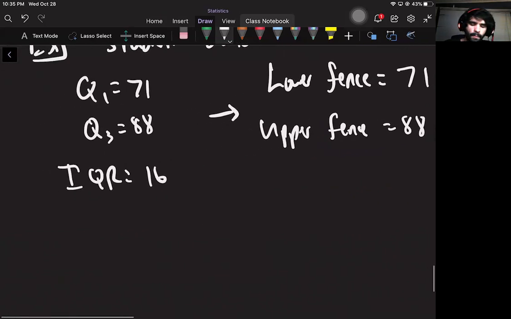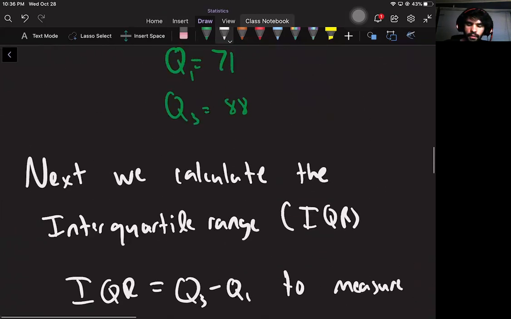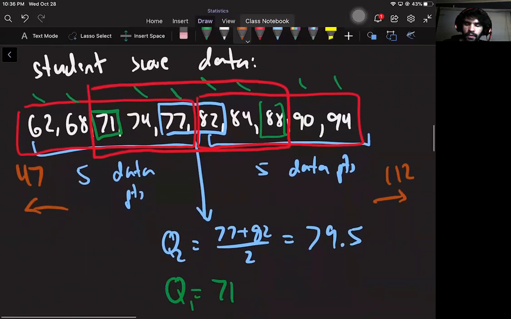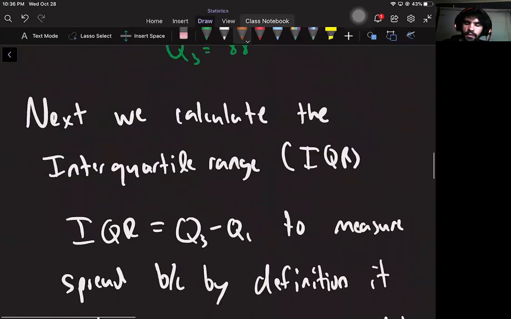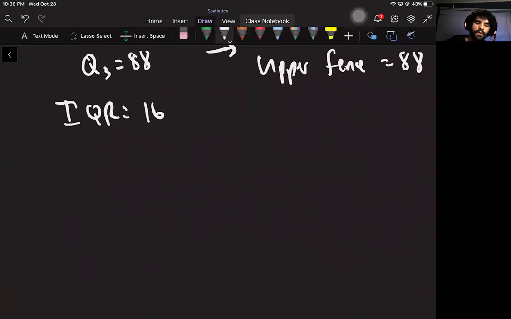Good. So now if I look back at that data way up here, my two fences were, what were they? I can't remember, but 47 and 112. None of the data goes past that in either direction. So there are no outliers, because nothing is past the two fences. Okay, none of the data was past it.